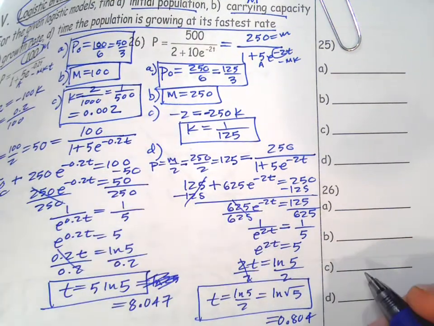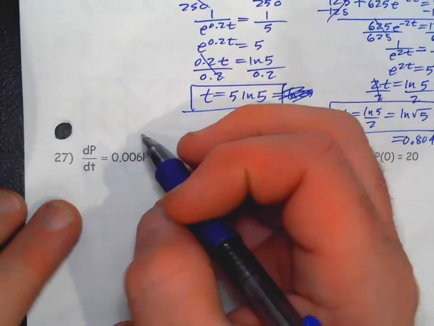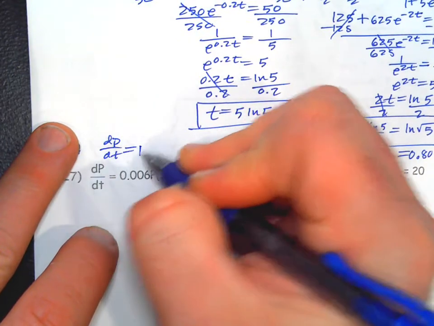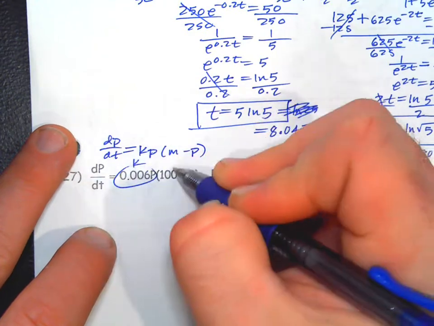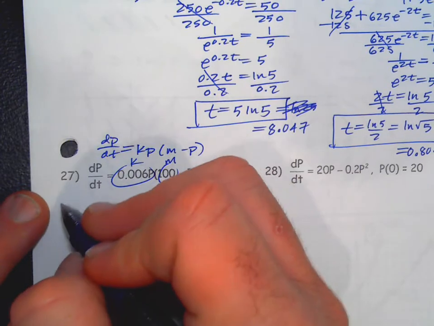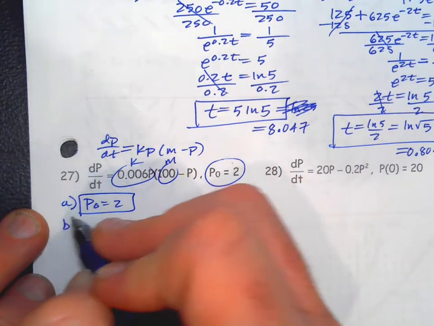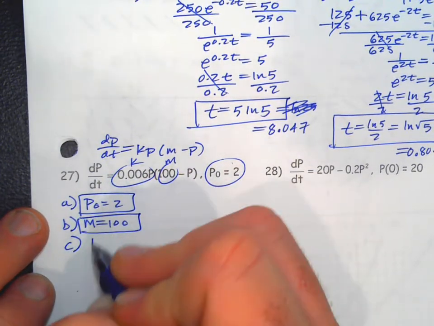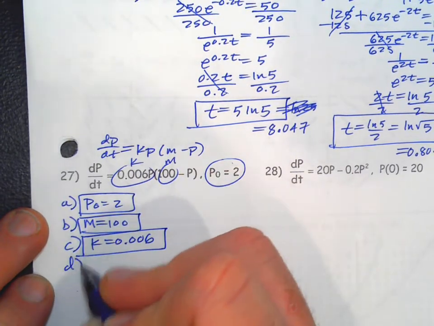0.804. Okay. And then you have a couple where they're the differential equation. So this is, remember, this is k p (m minus p). So this is perfect. There's your k value. There's your m value. Your initial position has already been given to you. So A, P naught equals 2. B, the carrying capacity equals 100. C, the k value equals 0.006. And so now all we have to do is D.